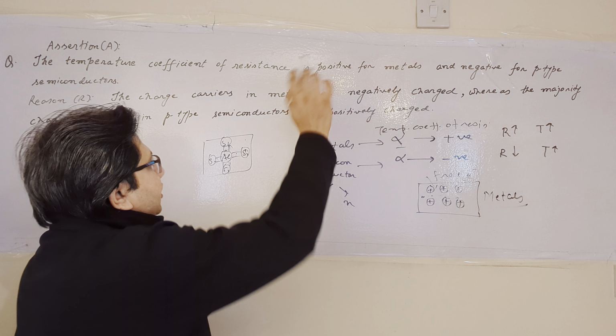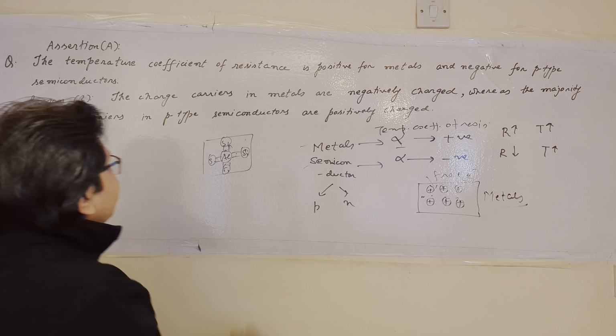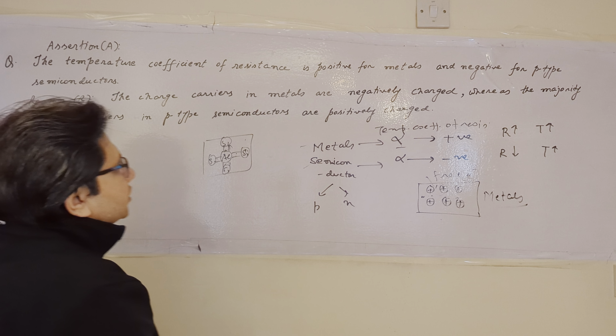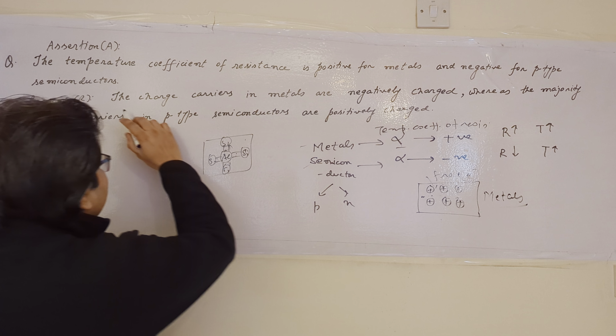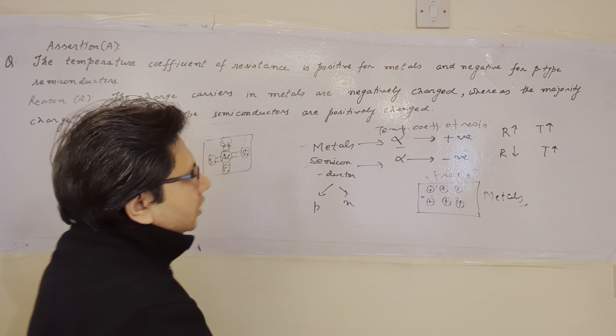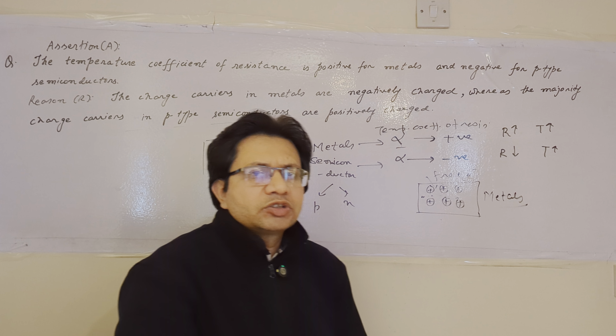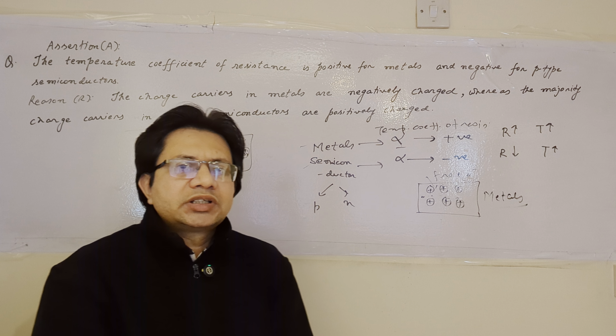So the first statement is totally true. The second statement, the reason, is this: the charge carriers in metals are negatively charged. It is true that there are free electrons in metals, which are negatively charged. Whereas the majority charge carriers in p-type semiconductors are positively charged. This is also true, that in p-type semiconductors the majority charge carriers are holes. So this is also a true fact. But this true fact does not explain the assertion.